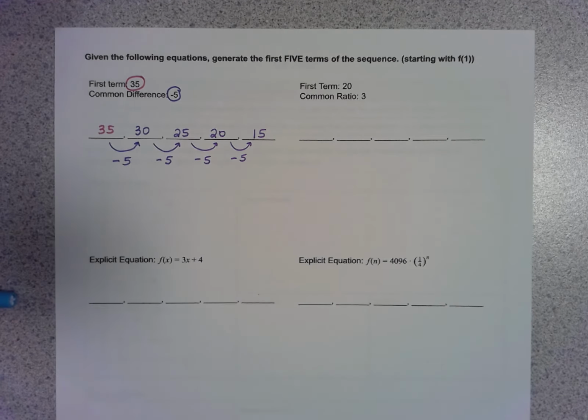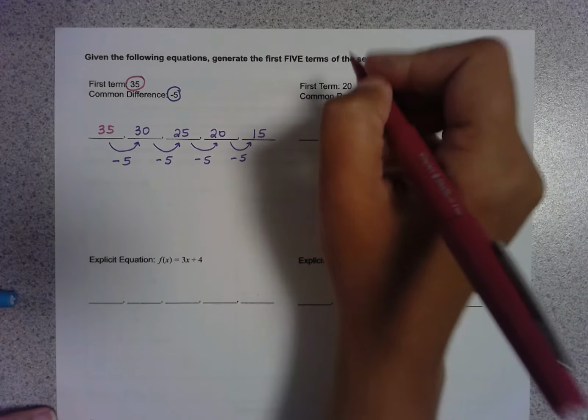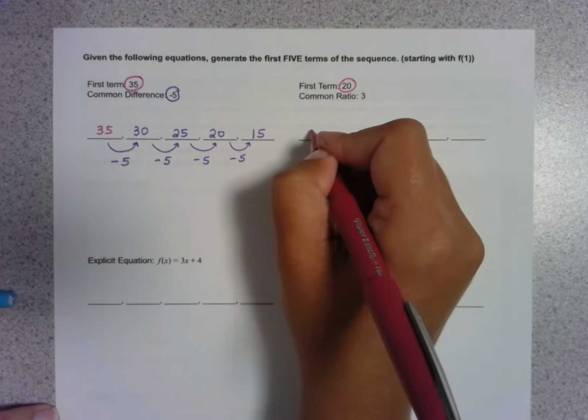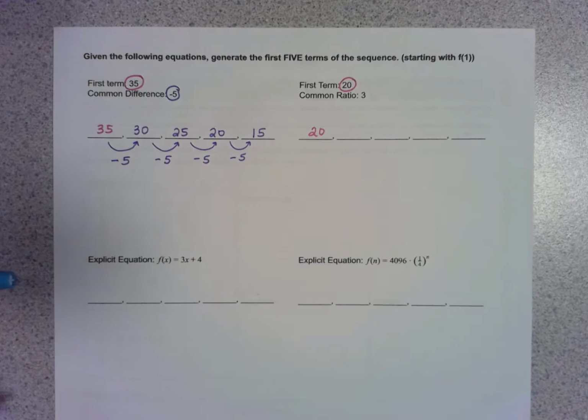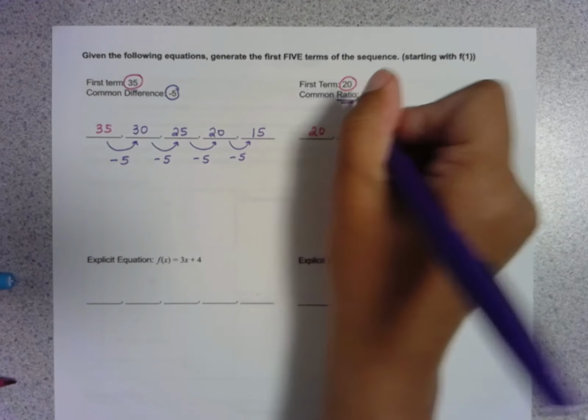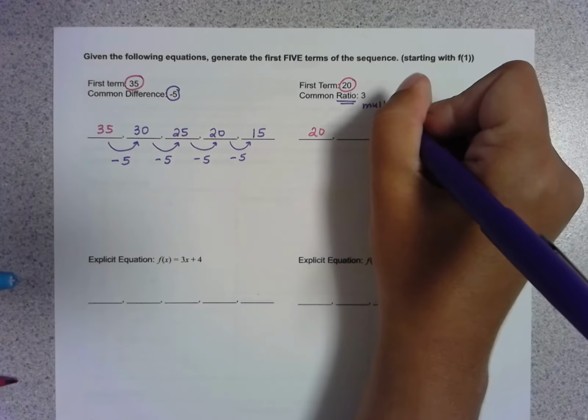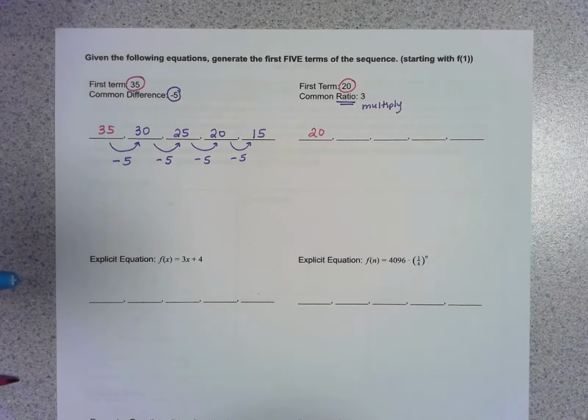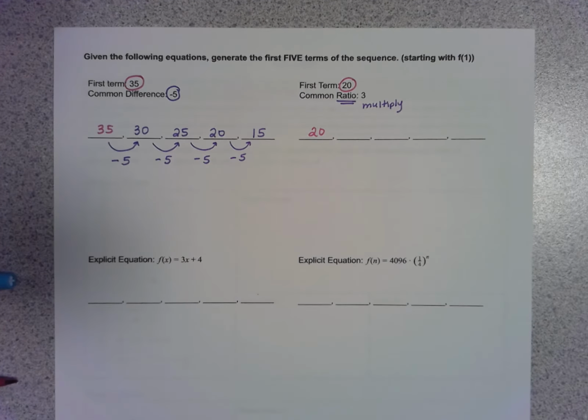If I was told that the first term is 20 and the common ratio is 3, now the first term is 20, tells me to put a 20 here. Common ratio means we need to multiply, because a ratio goes with a geometric sequence.